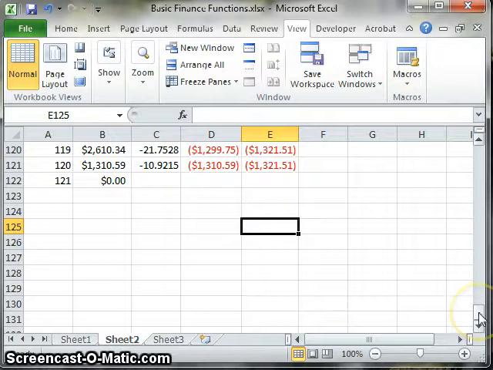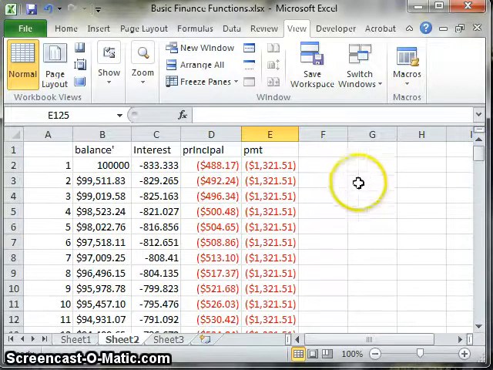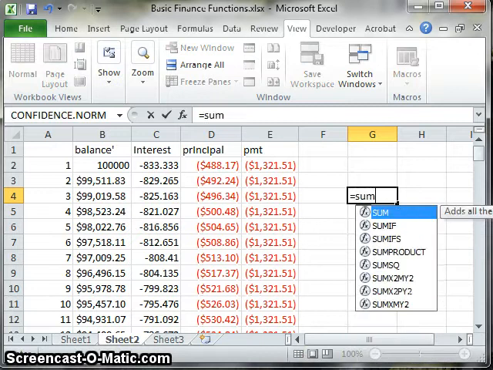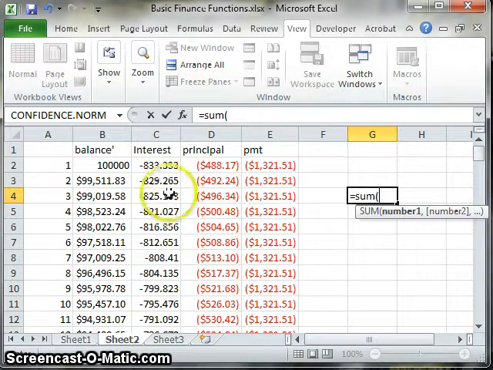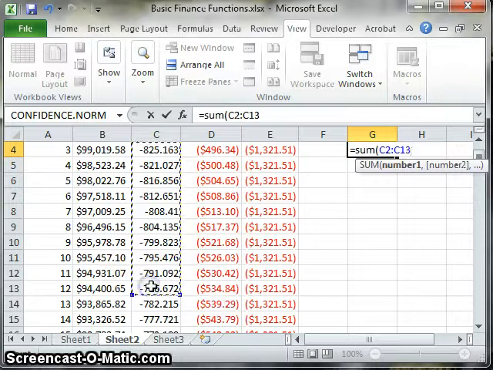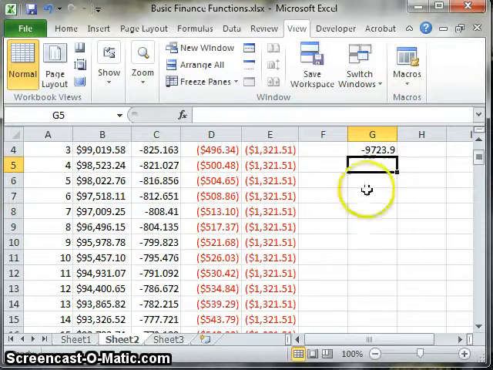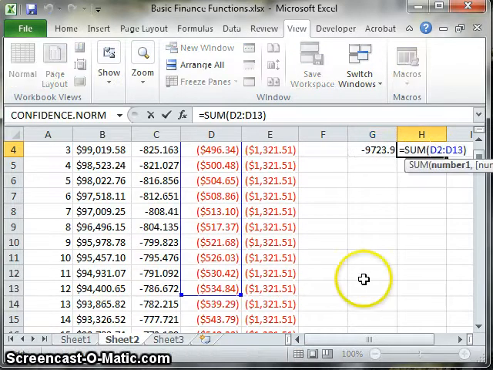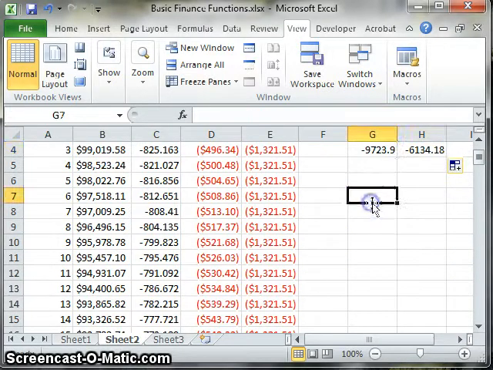So obviously if I want to get the interest or principal paid for the first year, I could just go back up here and just use one of the basic Excel functions like sum, and I could just take the interest for these first 12 payments, and there we have my interest for the first year. And if I want to do the same thing for the principal, I just copy that over, and it's going to give me my principal payments for the first year. Alright, so that's one way to do it.